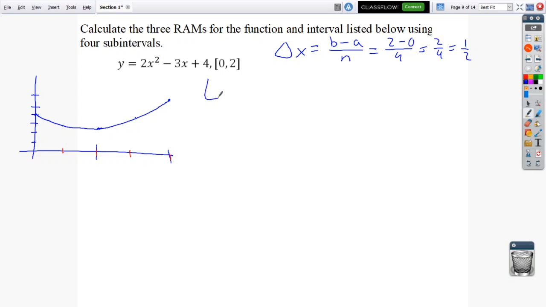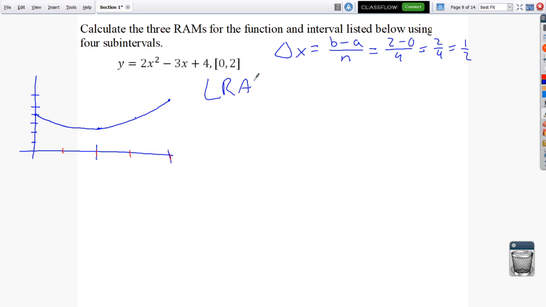Let's go with an LRAM first, all right? So an LRAM, since we're talking LRAM, L stands for left. For each subinterval, starting at 0, going to 0.5, which one's the left endpoint? The 0 is the left endpoint.